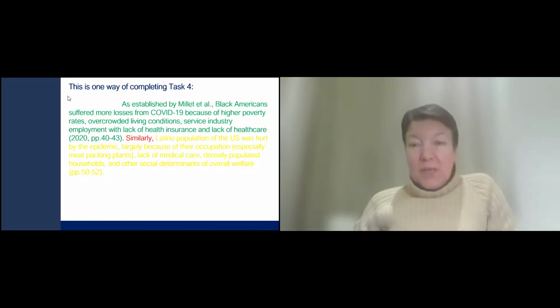Similarly, Latino population of the US was hurt by the epidemic largely because of their occupation, especially meat packing plants, lack of medical care, densely populated households, and other social determinants of overall welfare. Page 50, 52.